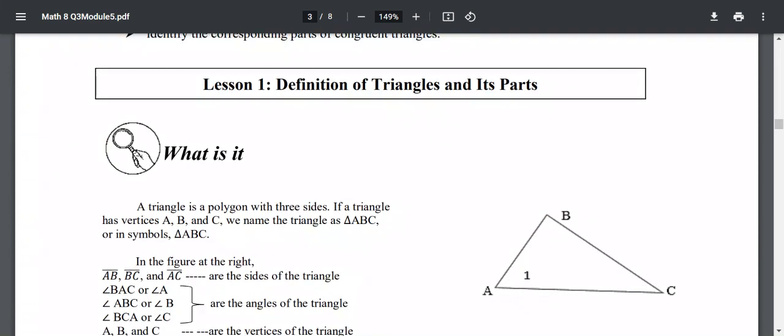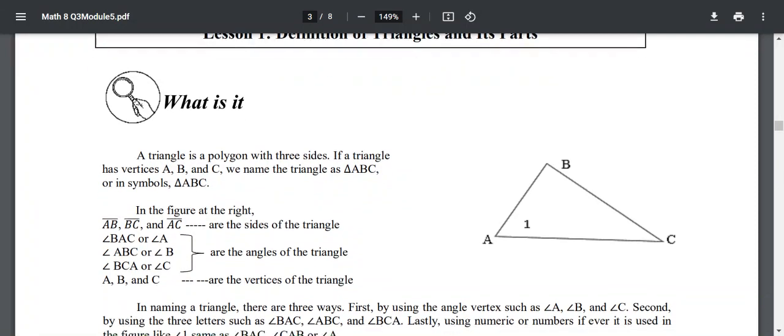This is just sort of a review because I know that you already know the different parts of a triangle. So we have here an example of a triangle. A triangle is a polygon with three sides, of course. So what are the three parts of the triangle? We have the sides, the angles, and the vertices.